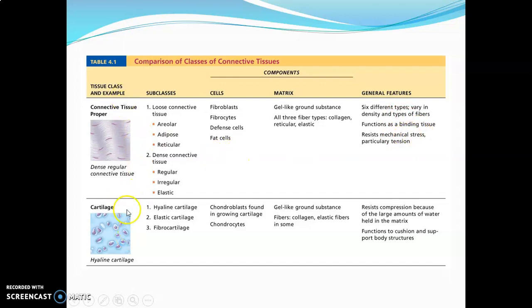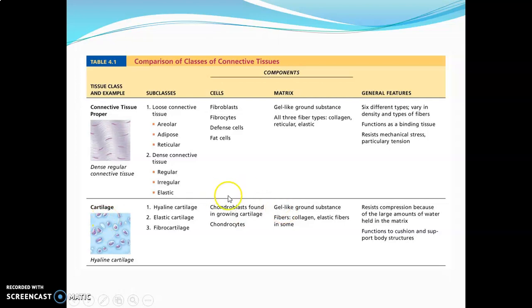Then we have the supporting tissue, such as cartilage. We have three types of cartilage: hyaline, elastic, and fibrocartilage. The cells in cartilage are called chondroblasts or chondrocytes. Chondroblasts are the young cells, okay? They're found in growing cartilage. Then after they have laid down matrix, they remain in lacuna as chondrocytes.